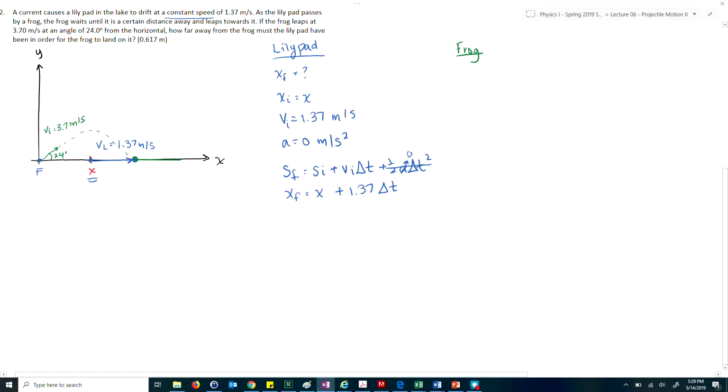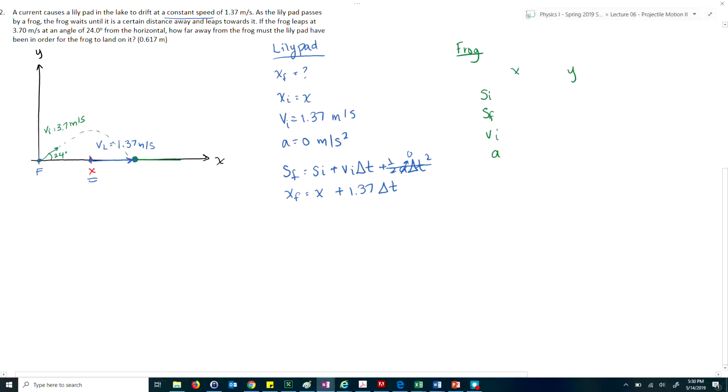Now because the frog is moving as a projectile, we're going to have to separate the x and y components for all of these variables. So we're going to draw a table. This is what we do for all projectiles. We draw this table so that we can separate the x and y components of each of the kinematic variables. So I have initial position, final position, initial velocity, and acceleration.